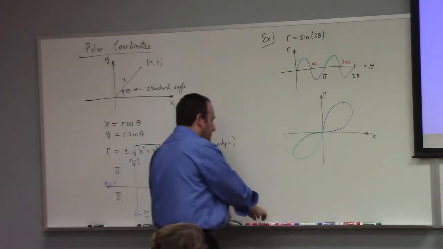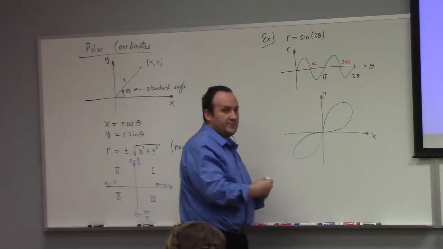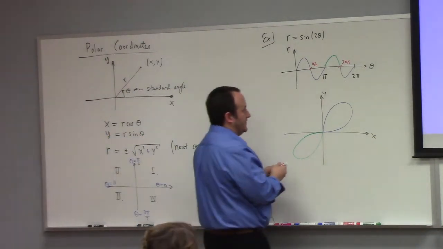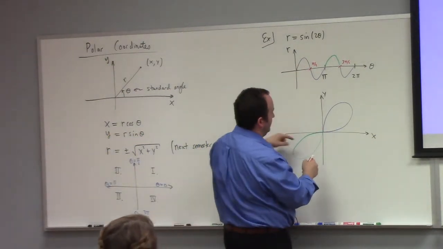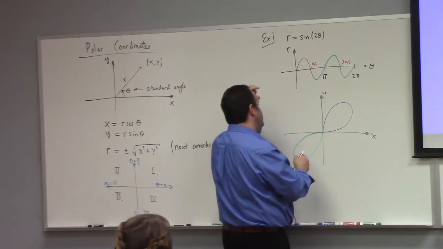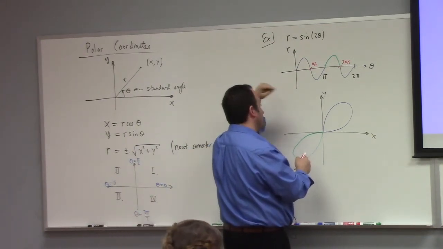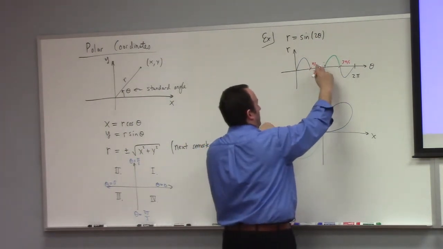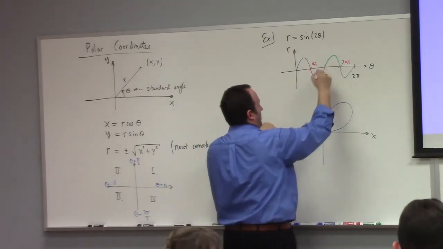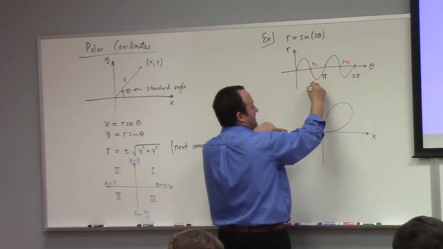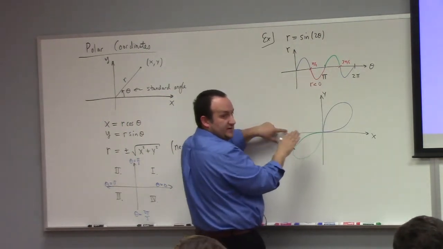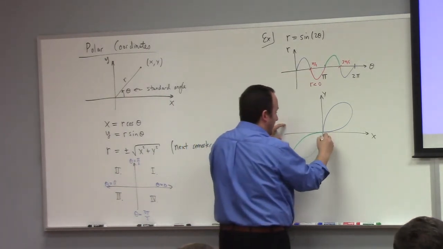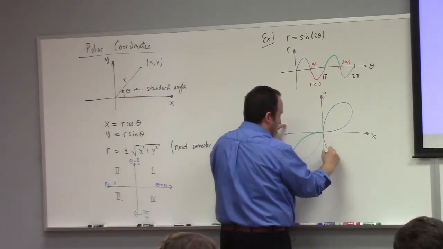So if r is negative, how does it work, though? Between pi over 2 and pi, that's between here and here, I have r less than 0. And so the way that's understood is you flip it 180 degrees, or pi, over. So that gives us this one.